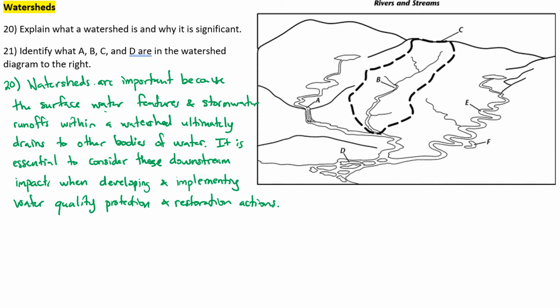So next we're going to identify what A, B, C, and D are in the watershed diagram. So I'm going to label it within it, y'all. So A is the waterfall. B is the riparian zone. C would be the ridge. And D is the estuary.